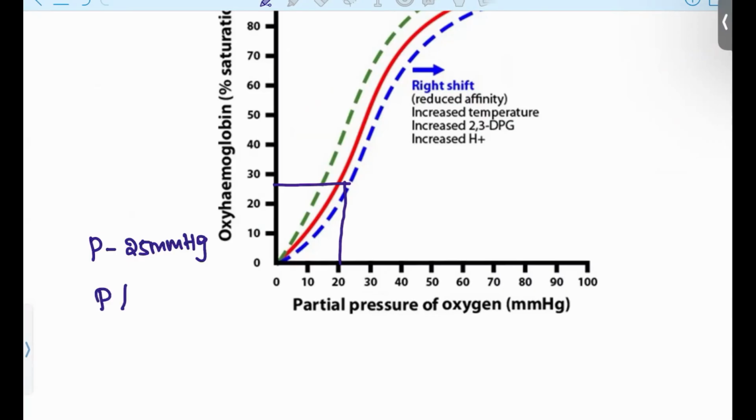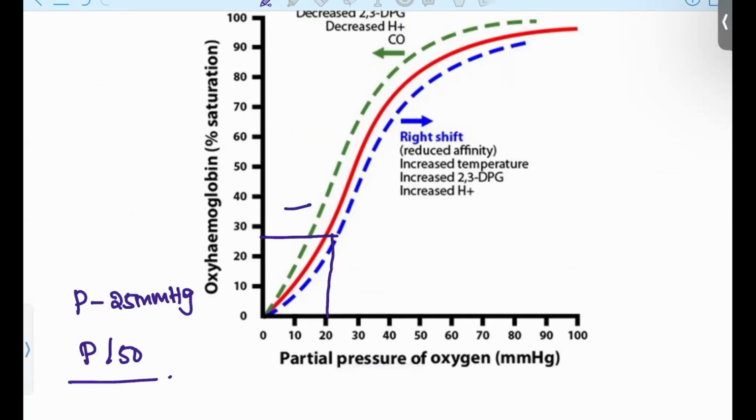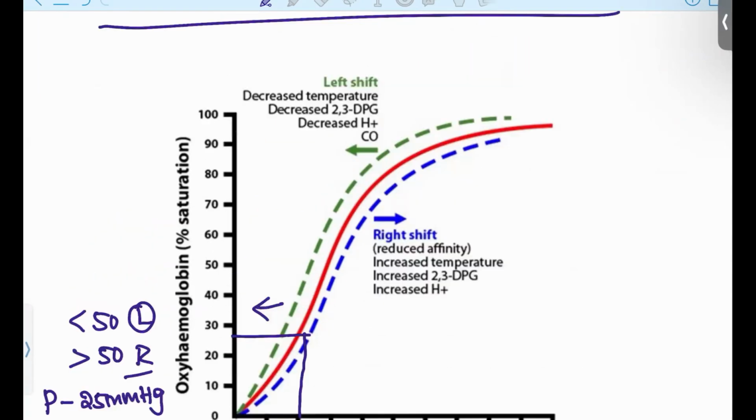Also P50. And if the P50 is shifting towards the left side, that means it is less than 50. And if it is shifting towards the right side, that is more than 50. This is your left and this is your right. And what are the conditions that lead to the left shift?